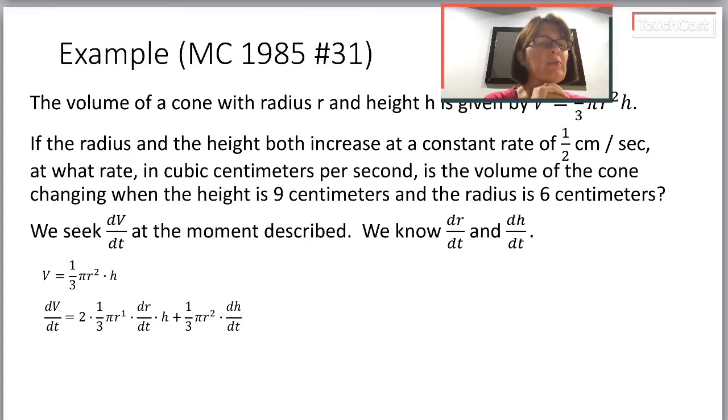You can see when I wrote it, I put a multiplication dot in between the r squared and the h. So do however you have to do to remember it, but we're going to need to use the product rule when we take the derivative. And we're also using implicit differentiation because we want to take the derivative of both sides of that equation with respect to time, but time is not a variable in the equation. We have two other variables, radius and height.